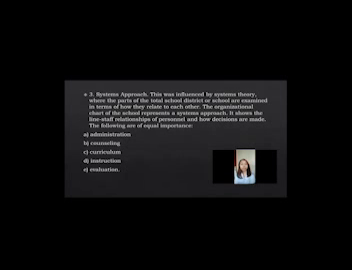System approach. This approach was influenced by the system theory, where the parts of the total school district and school are examined based on how they relate to each other. The organization chart of the school represents the system approach. It shows the line and staff relationship between the personnel and how decisions are made in the school.